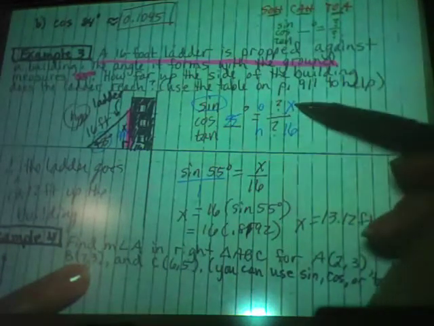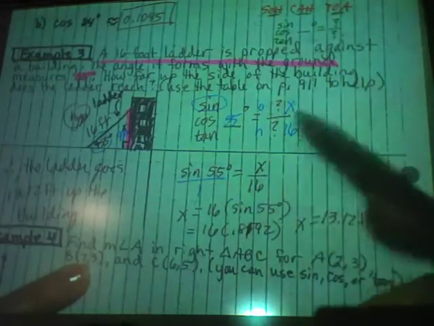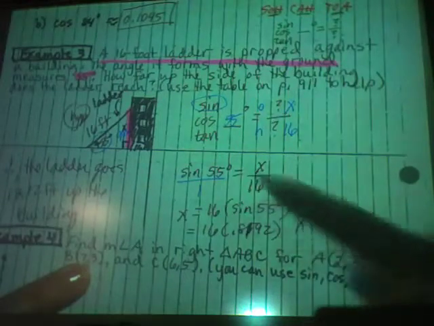So I put the x, which was your opposite, and the 16, which was your hypotenuse. I rewrote the equation here because this is what you truly should write each time. This is what we did for our notes. This is what I want to see you writing each time.